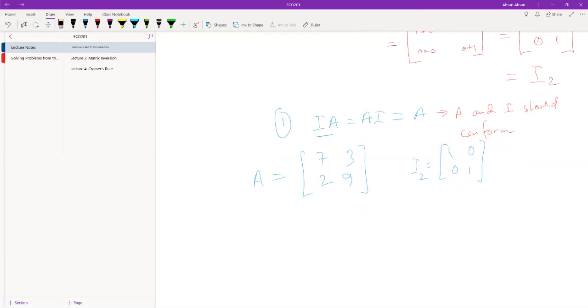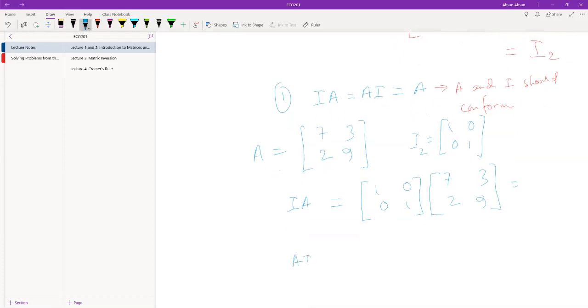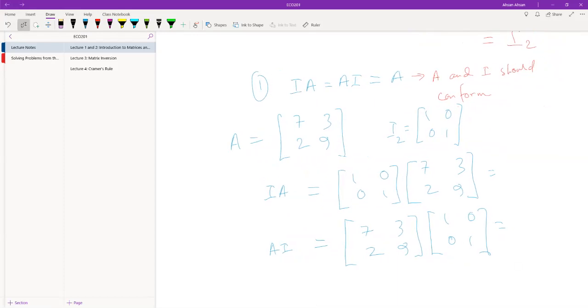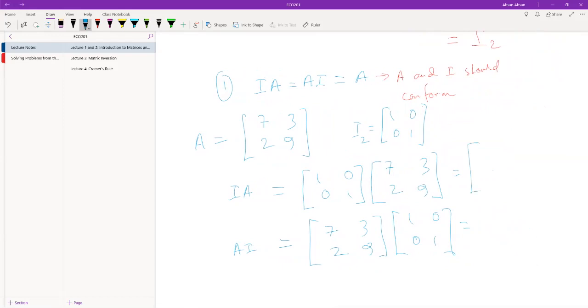So to conform, we take I, but now let's see if we have IA, what we have is 1001 times 7329. And if we have AI, we have 7329 multiplied by 1001. And once again, if you guys want to, you can pause the video and do the multiplication yourself. But I'm just going to rush through it and not explain too much. I'm expecting you guys know how to do this.